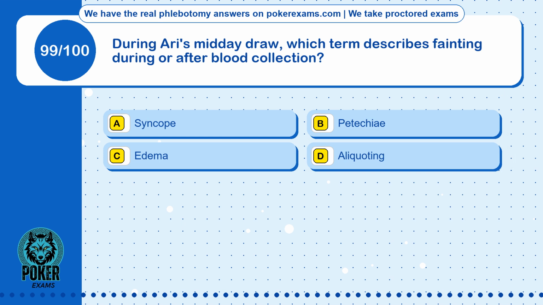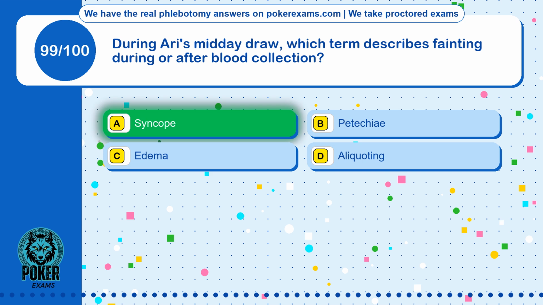Question 99. During the midday draw, which term describes fainting during or after blood collection? Option A. Syncope. Option B. Petechiae. Option C. Edema. Option D. Aliquoting. The correct answer is option A.